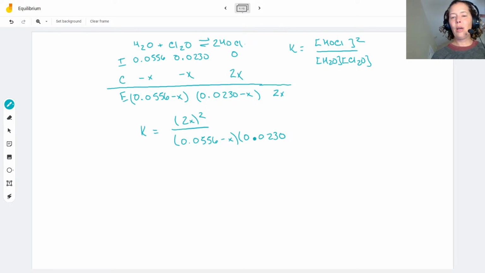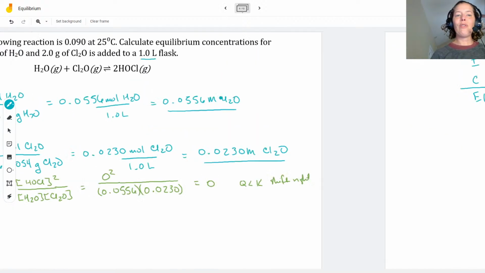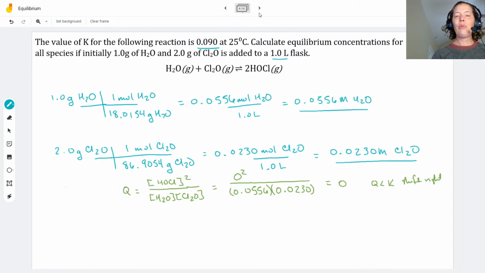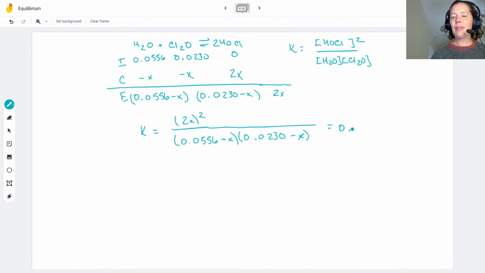0.230 minus X. Let me extend that fraction bar a little bit more. And of course, I do have my value for K, 0.09. So we have an expression with one variable. We just have X here. So we can solve for X. Now this is going to be a little bit nasty to solve. We are going to have to use the quadratic equation.